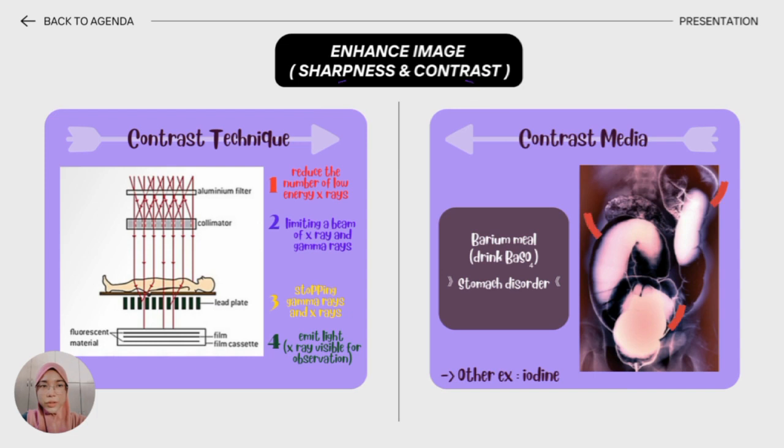Last but not least, contrast media was used to increase image contrast on the area where the tissue is a poor absorber. Picture shown is one of the examples in which a patient with stomach disorder drinks barium sulfate, or we call it barium meal, which coats the lining of the stomach and makes its outline very clear on the image. Based on the picture of patient taking barium meal, a large pale area shows where the barium has accumulated. On the other hand, iodine also can be used to produce clear image of the cardiovascular system.